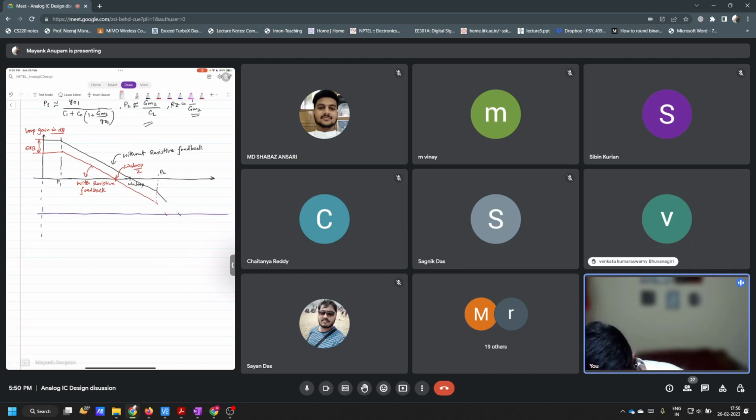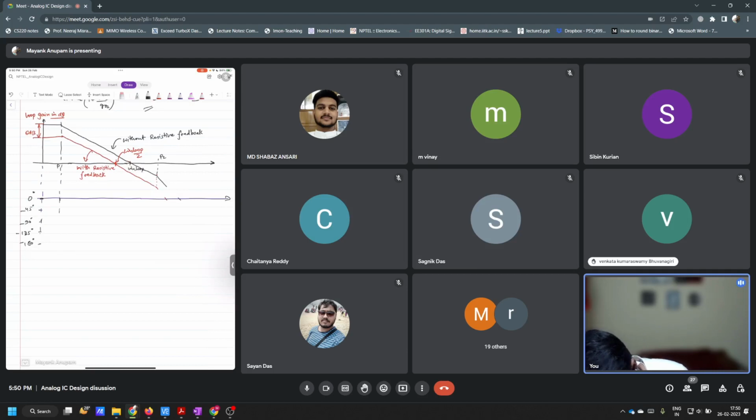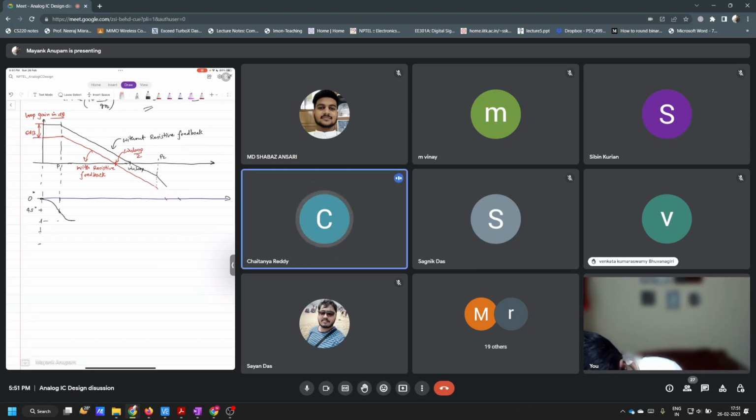So let's say this is 0 degree. And let's say this is 45 degree. This is 90 degree. This is 135. And this is 180, all negative. So at pole P1, what will happen? This will go to minus 45 degree, right? And it will come to minus 90 degree at 10 times P1. So at 10 times P1, this goes to minus 90 degree, basically.